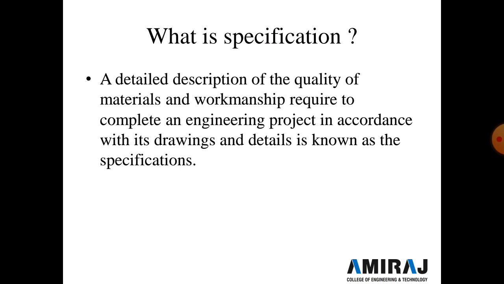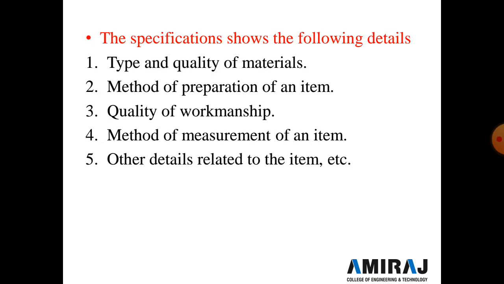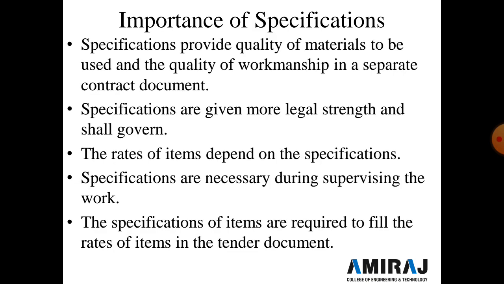in this specification we describe the details of the different items or workmanship in an easy form. So the specifications show the following details: types and quality of materials, methods for preparation of items, quality of workmanship, methods for measurement of an item, and other details related to items.